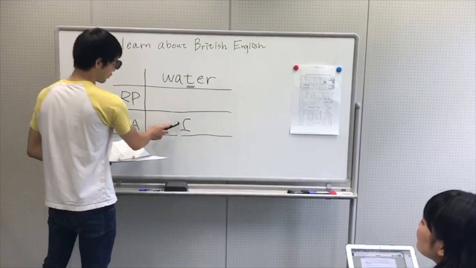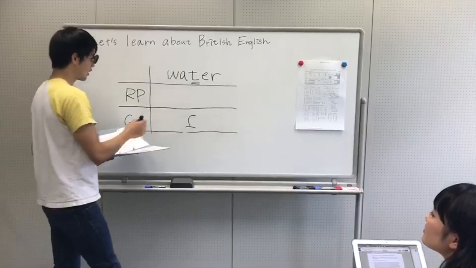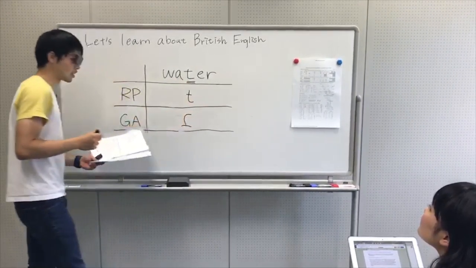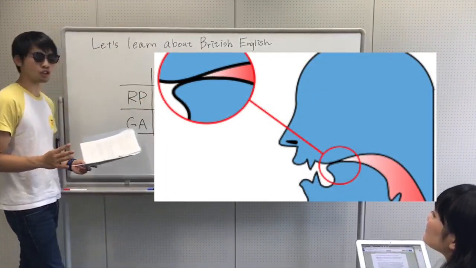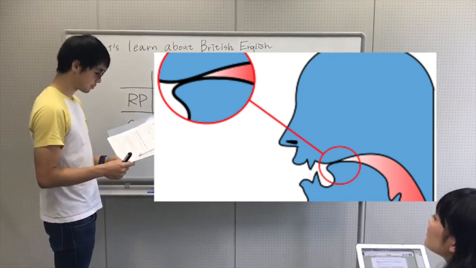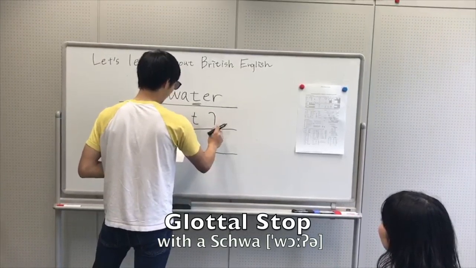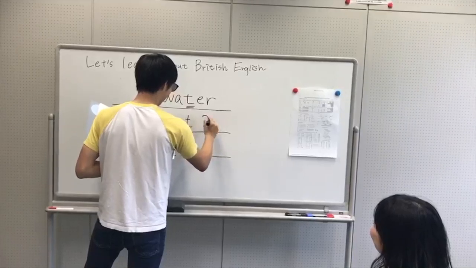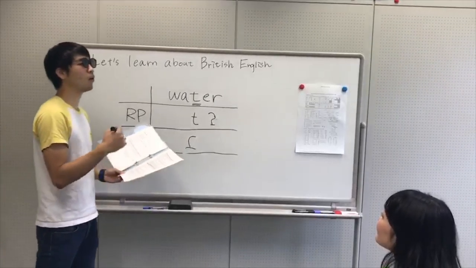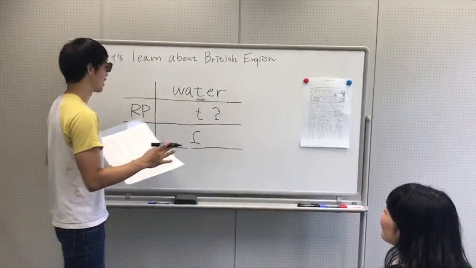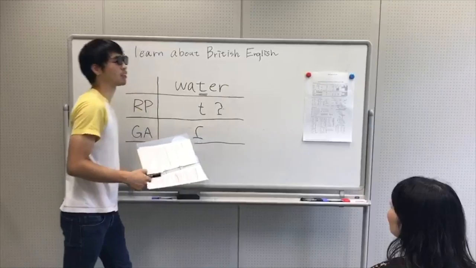So this is the alveolar flap for the American accent. But in the British accent, we actually pronounce it with the T, which is an alveolar stop. When you pronounce the T, you're making a complete closure between your tongue and alveolar ridge. Or you can also do the glottal stop, which looks like a question mark. You pronounce it with wa-a. So this alveolar stop is wa-ta, but this glottal stop is pronounced wa-a.